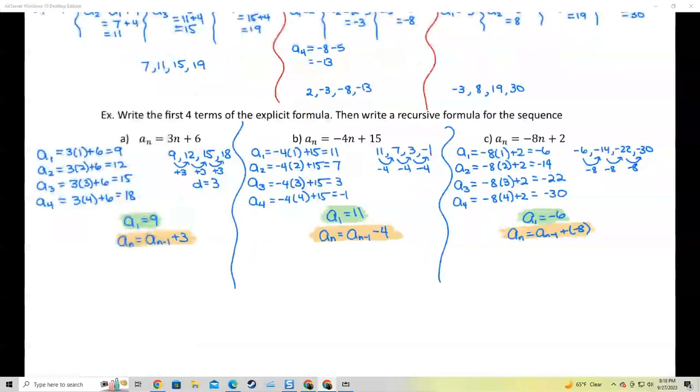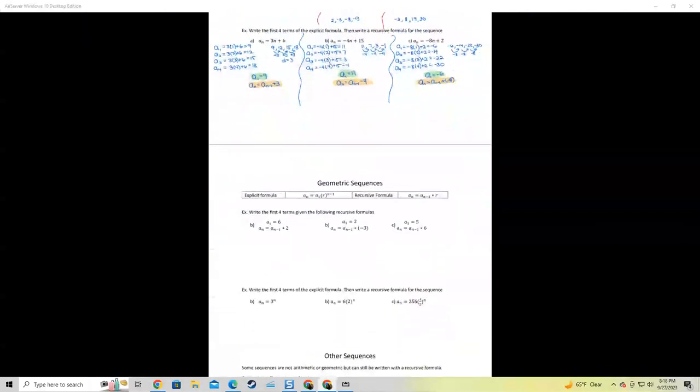Okay, that takes care of the notes for the front side. On the next video, we're going to show you the notes for the second side.